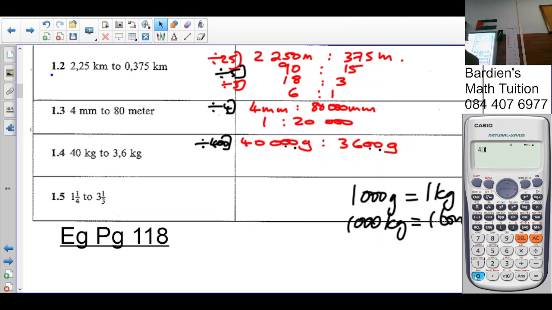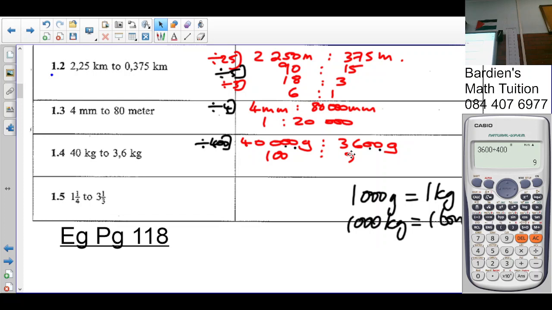So it goes 40,000 divided by 400 gives me 100 is to 3,600 divided by 400 gives you 9. So you guys divided by 4 and then you divided by 100. It's also correct, okay? So 100 is to 9. So for every 100 grams you have 9 grams. Okay.